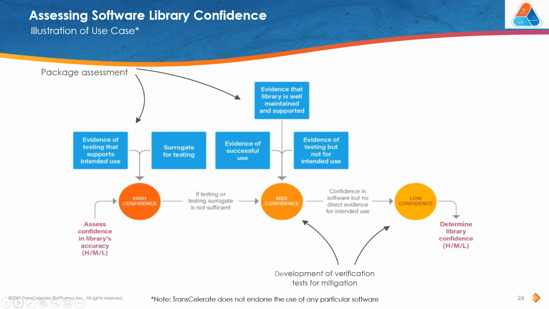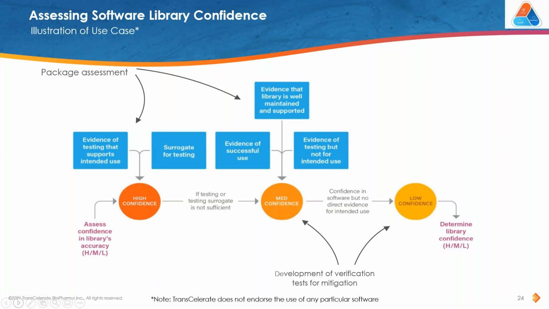If the provided evidence of testing or its surrogates are not sufficient to provide high confidence, the software library may be designated as medium or low confidence. But you can always perform additional verification testing to increase its confidence level, as was done in the use case.